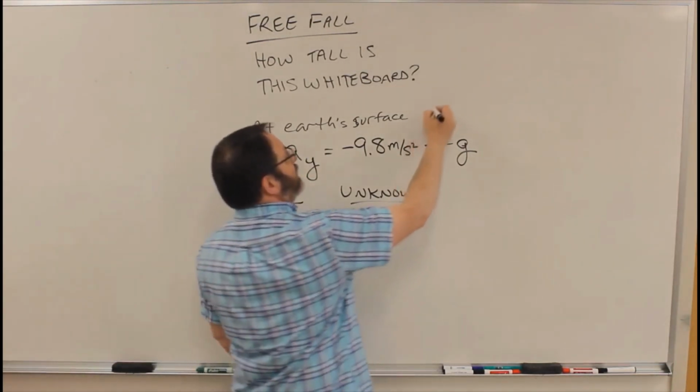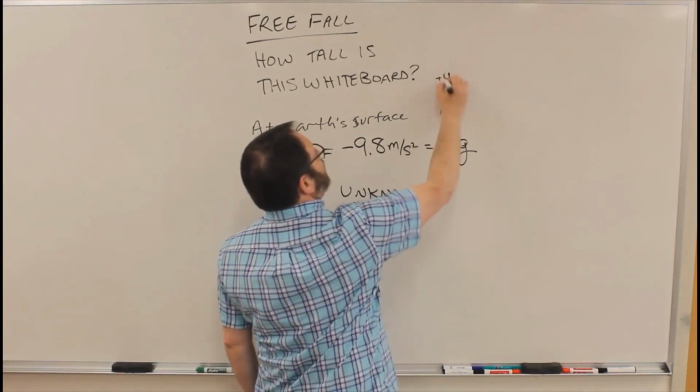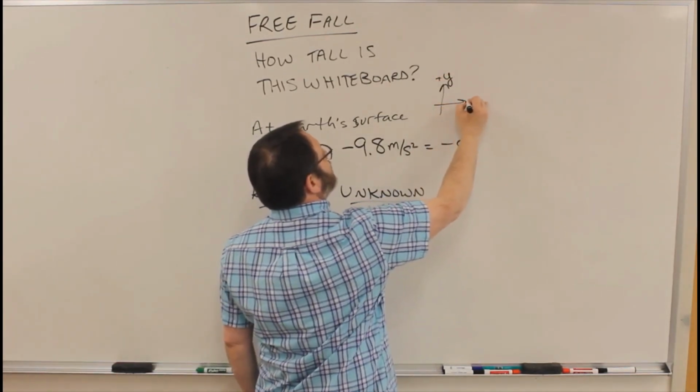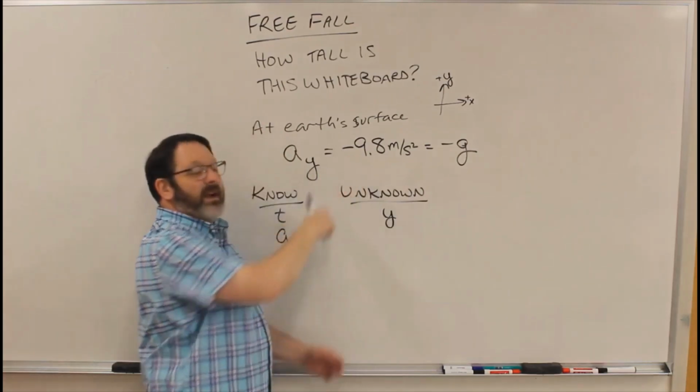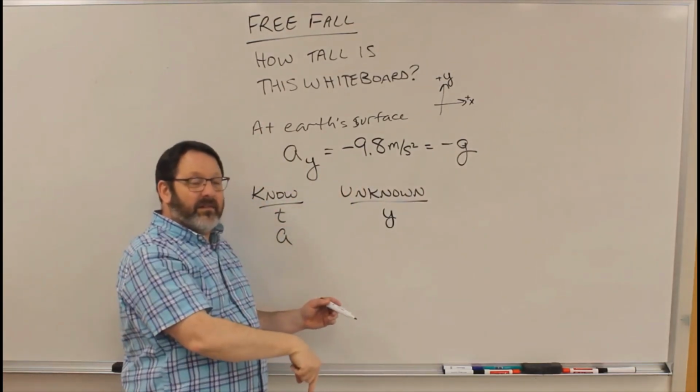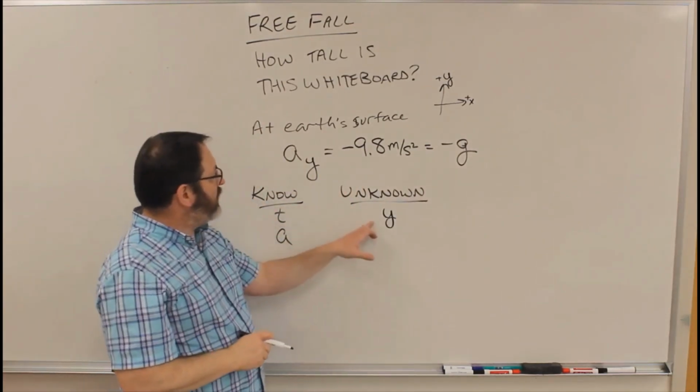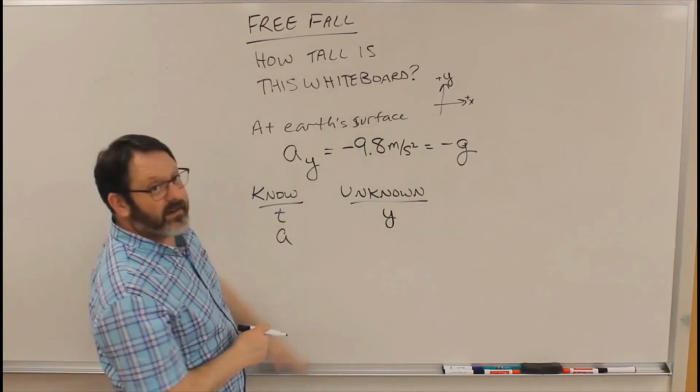And normally, plus y is up, plus x is to the right. So that minus sign means it's directed down. Okay? So we don't know y, this height right here.